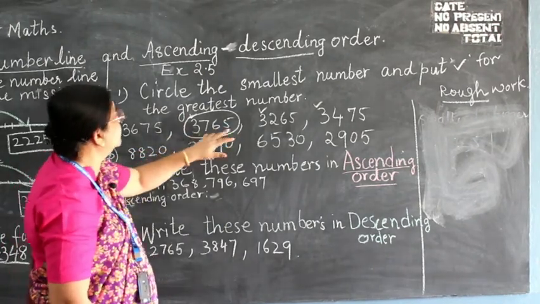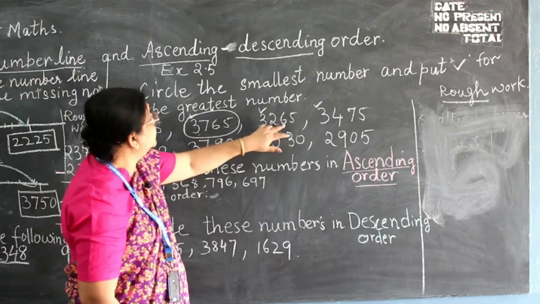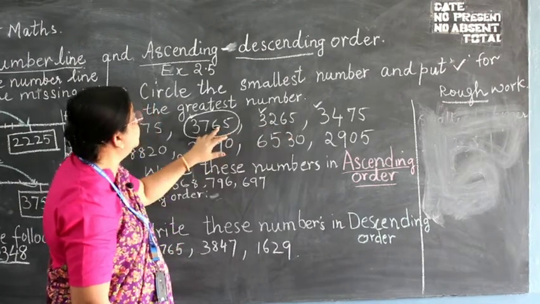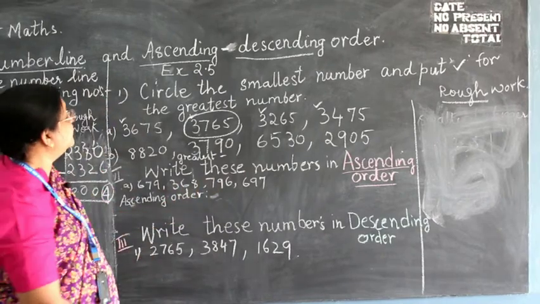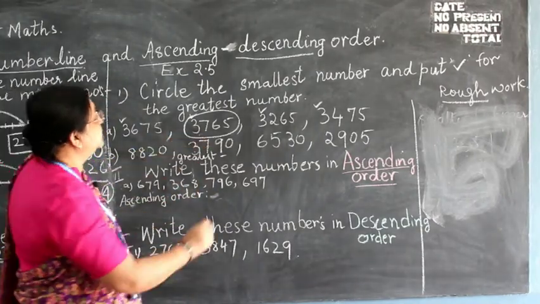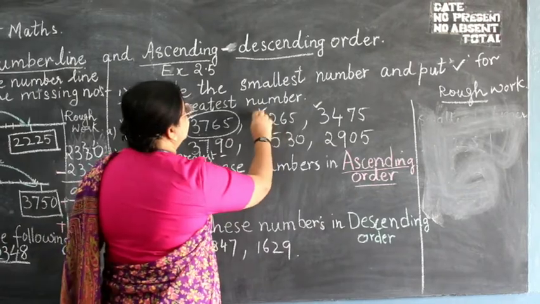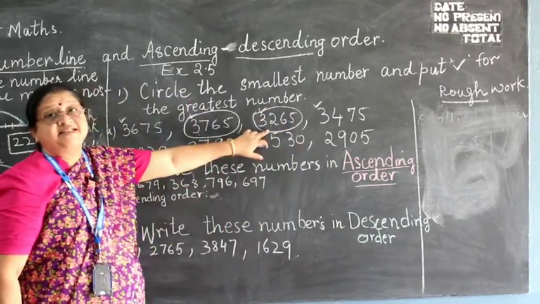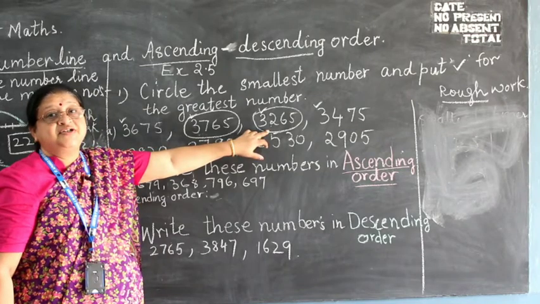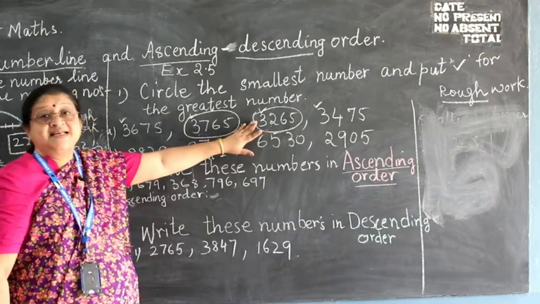Now when you want the smallest number, you go to the next number. Here it is 7, here it is 2. Next is 6. Now 6 is everywhere, 5 is everywhere. But the smallest number will be this one, because in hundreds place this is having the smallest.